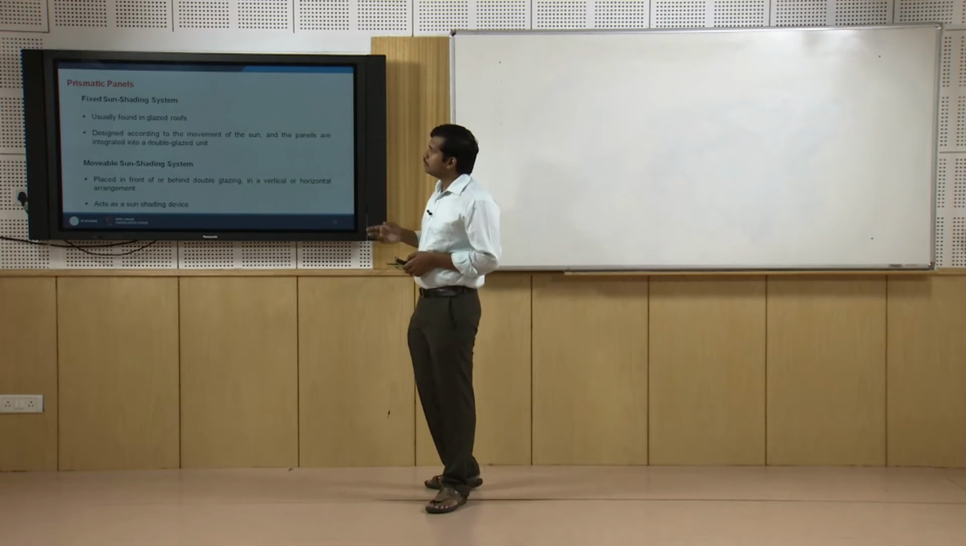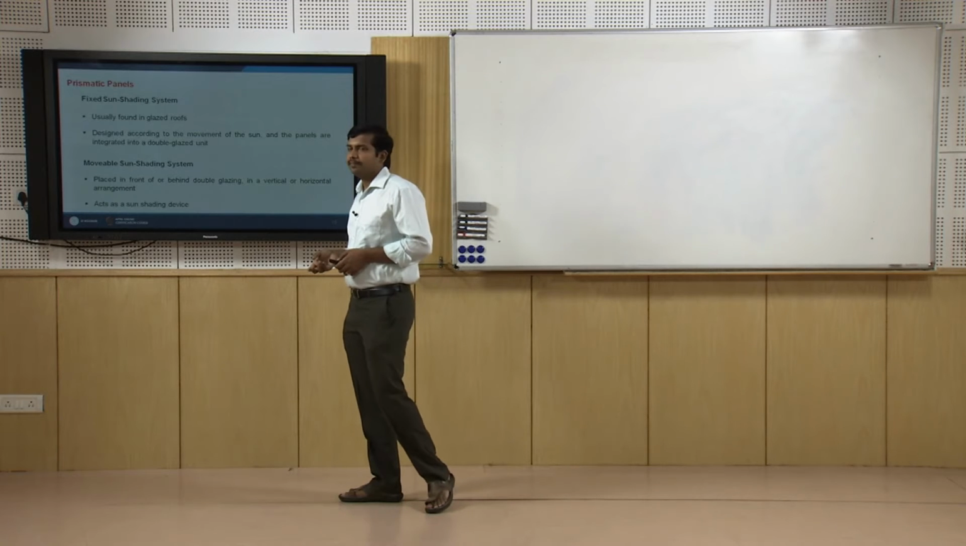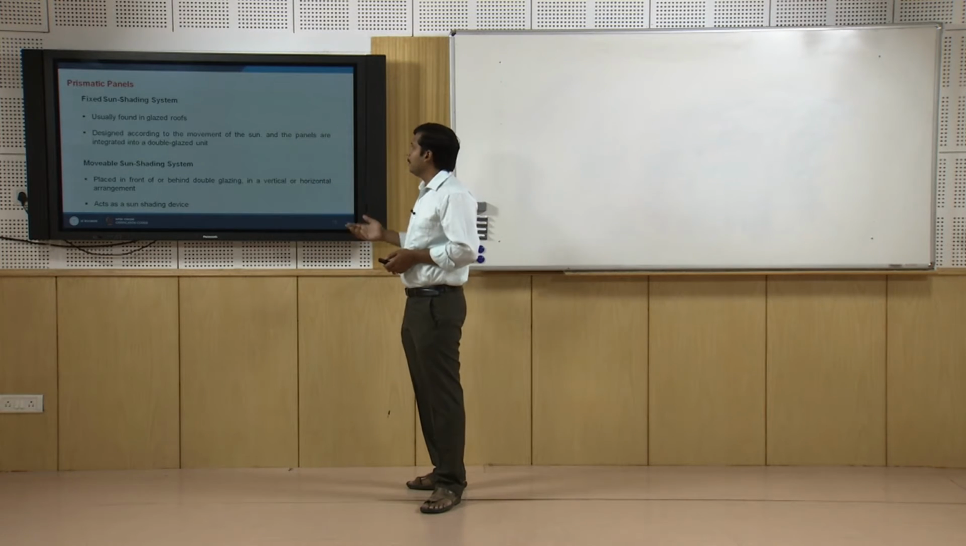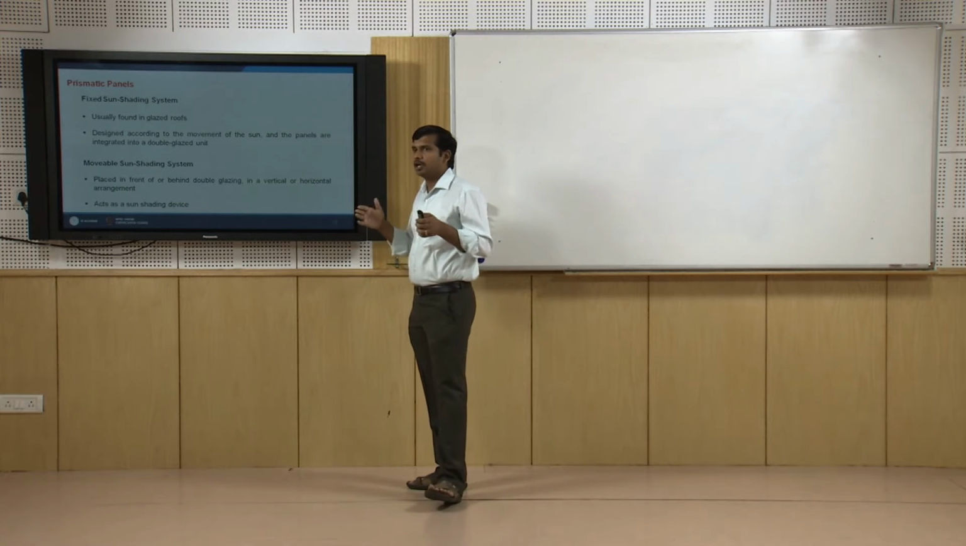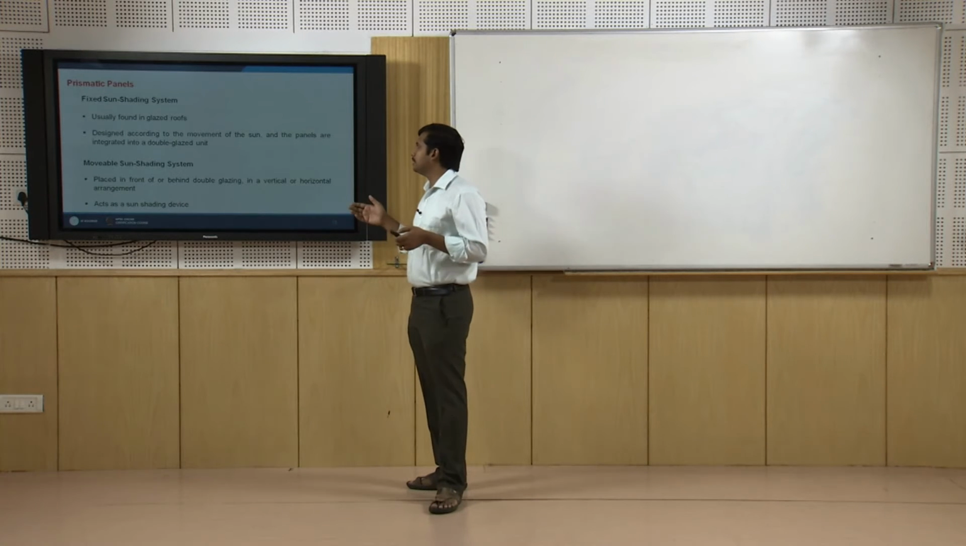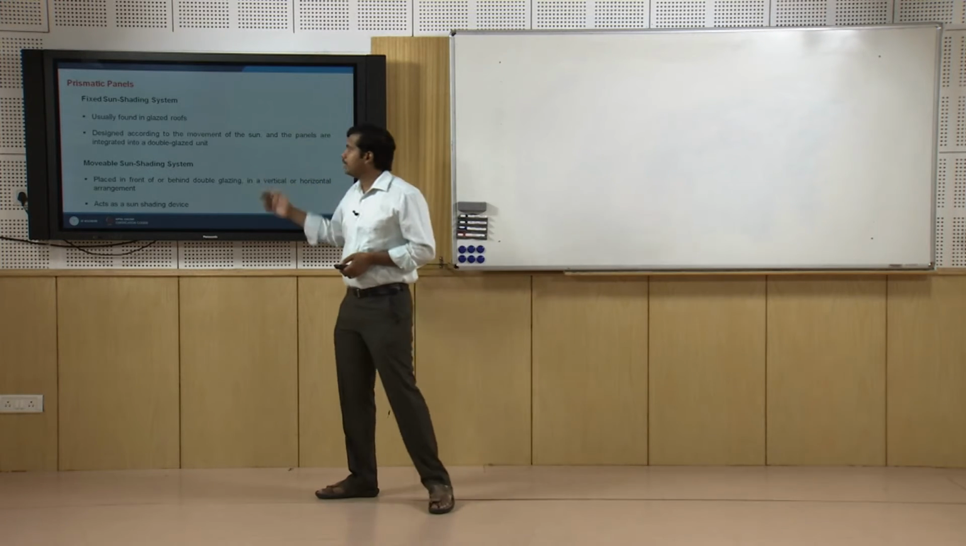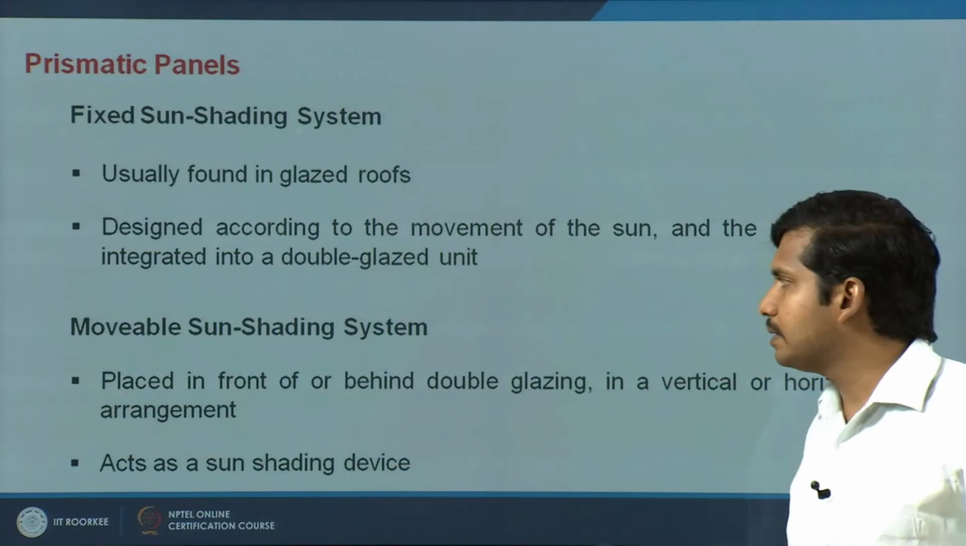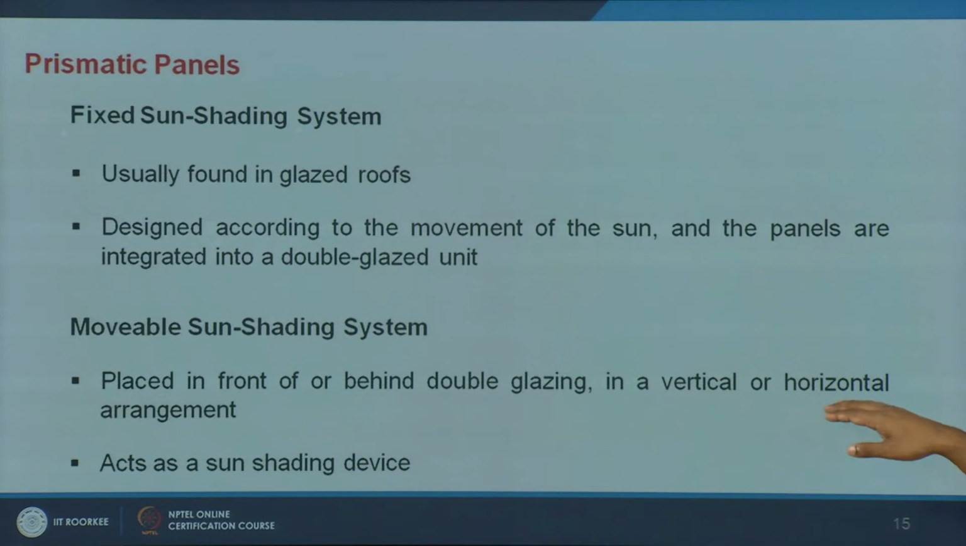The other types include fixed sun shading systems, typically seen in glazed roofs. They can track the movement of the sun and move automatically, or they can be adjusted, or sometimes they are integrated into the double glazing unit. There are also movable sun shading systems, placed in front of the double glazing system or behind it or sometimes inside it, and they also act as sun shading devices.